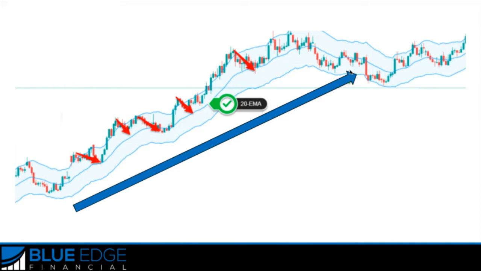In a ranging market, which you could really say is kind of this whole area here, price usually swings back and forth between the top and bottom lines. So you can see it's kind of moving down here and then moves up here. And so it's kind of ranging between the two lines. Does that make sense?